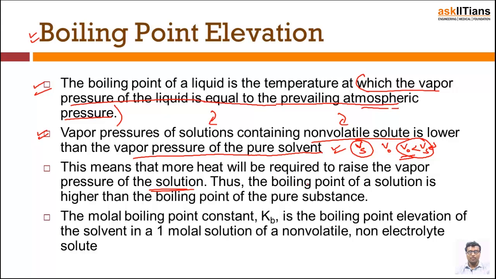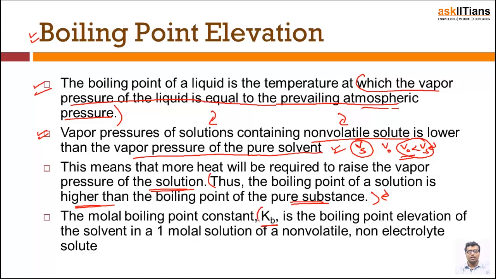That means the boiling point of the solution will be higher than that of the pure substance. Because of this addition of a non-volatile solute, the boiling point of the solution will be higher than the boiling point of the pure substance. The molal boiling point constant Kb is nothing but the boiling point elevation of the solvent in a 1 molal solution of a non-volatile, non-electrolyte solute.